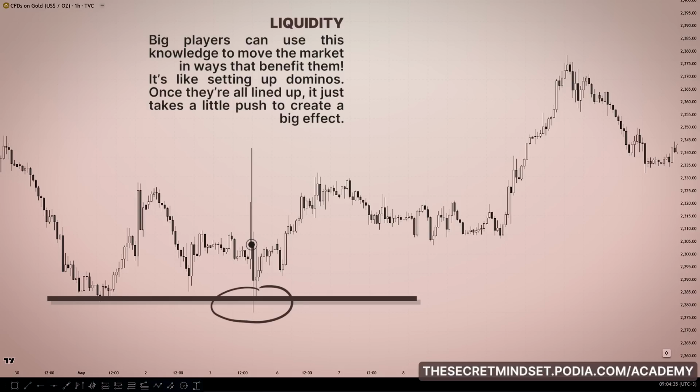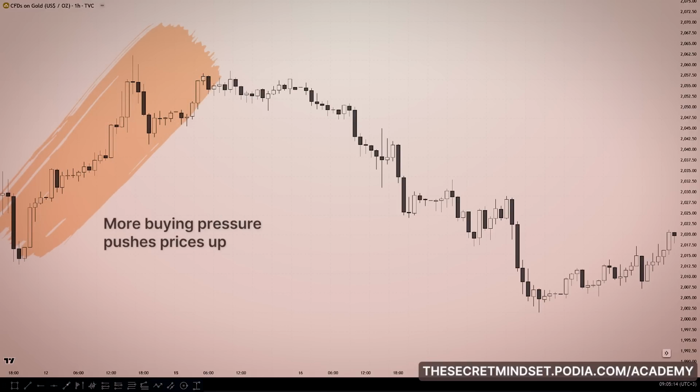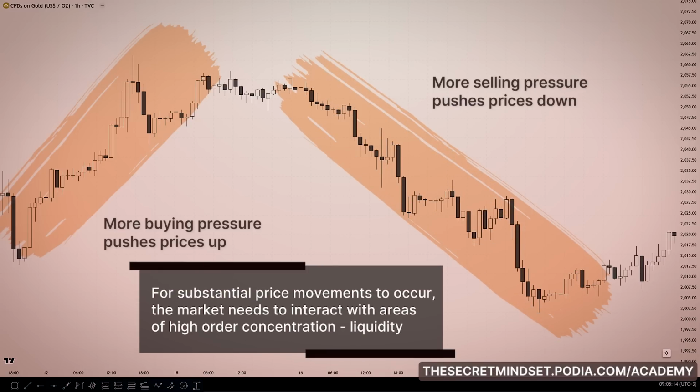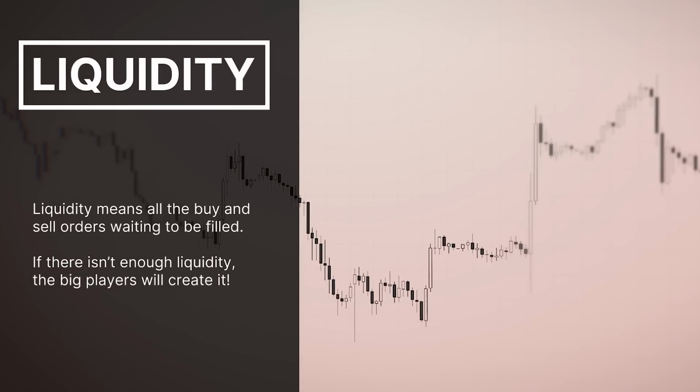This is liquidity. In its simplest form, liquidity refers to the orders or money present in the market. Market prices move based on the flow of buy and sell orders. More buying pressure pushes prices up, while more selling pressure pushes prices down. For substantial price movements to occur, the market needs to interact with areas of high order concentration, also known as liquidity. So liquidity means all the buy and sell orders waiting to be filled.